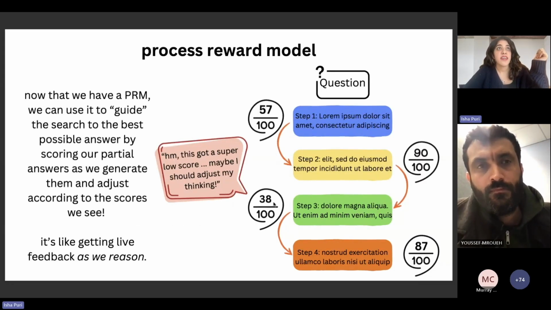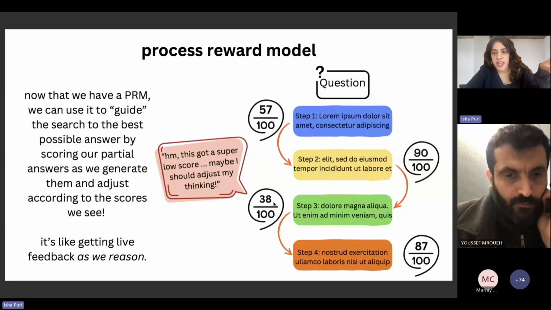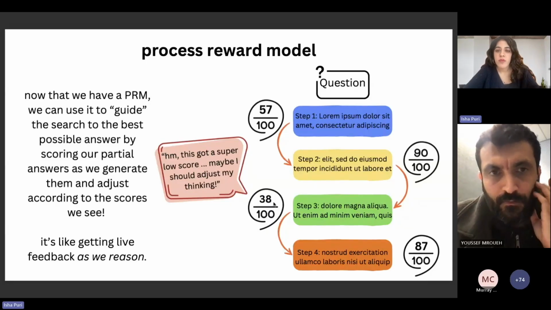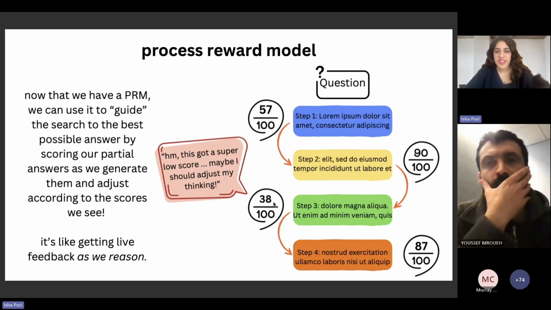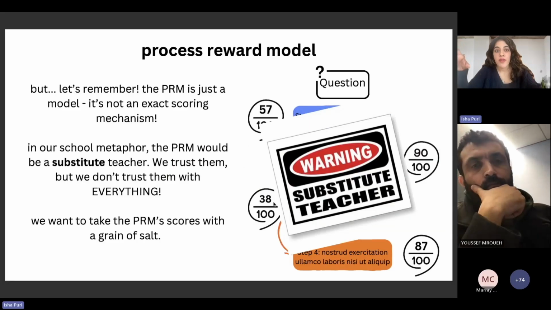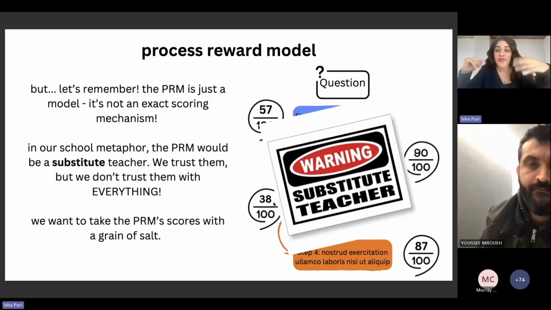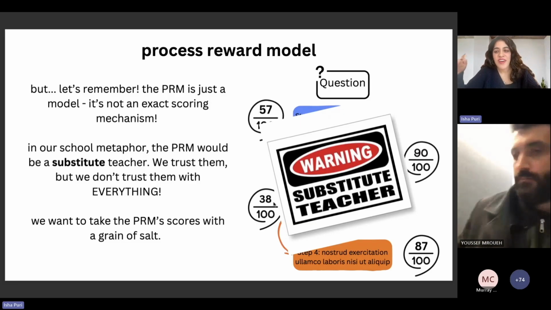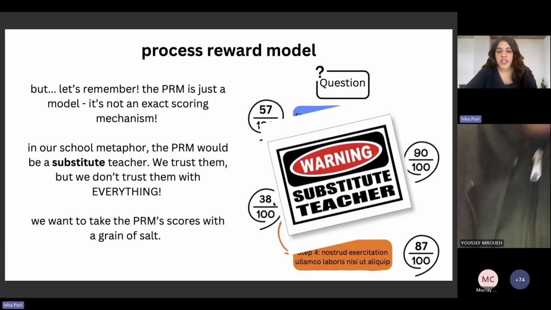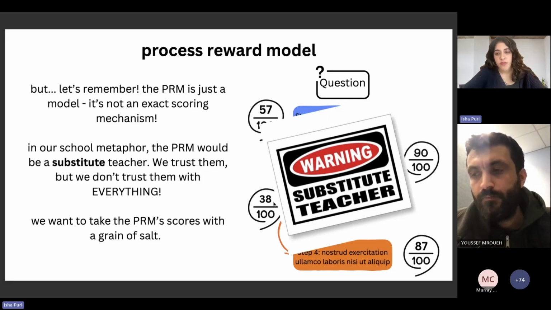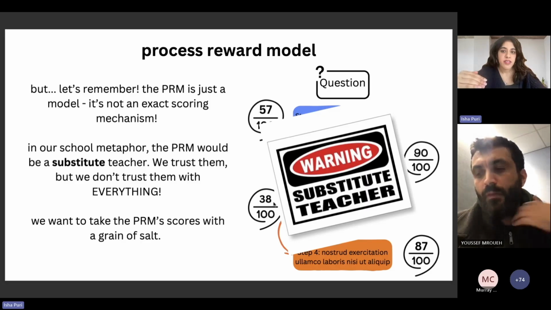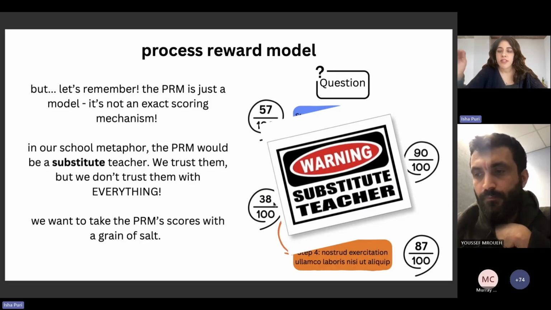I think there's a lot of methods that do step-by-step reasoning and score each one. If you have a really low score, we're going to discard that answer. Process reward models, I think, are really valuable to the field of inference time scaling, but you can imagine they have a weakness, which is that process reward models are not an exact scoring mechanism, right? In our school metaphor, this would be like a substitute teacher. So you trust them, but you don't really trust them with everything that's going on in your exact field or your exact subject. So you actually do want to take the process reward model scores with a grain of salt, right? Because as I mentioned before, they're not trained to be exact verifiers for your specific data set for your specific field.